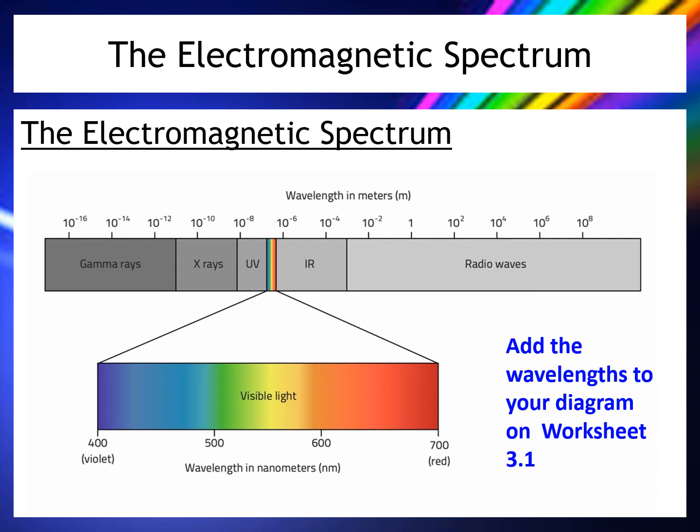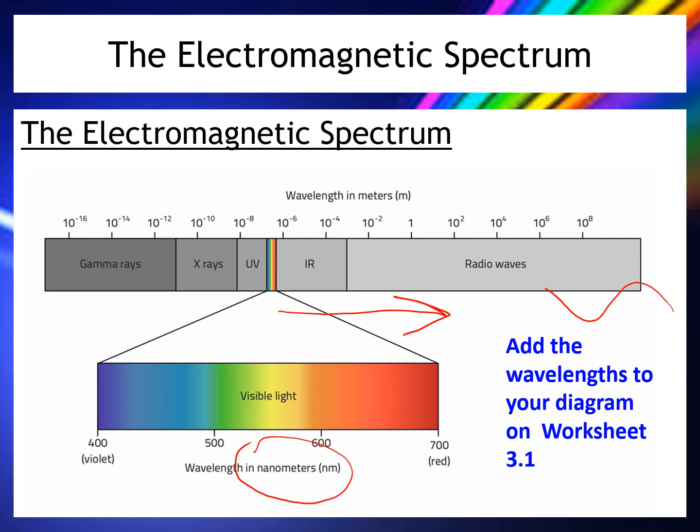As we move in this direction to the right, the wavelengths of these waves are getting longer. So by the time we're down here at radio waves, they can be kilometres long. Typical wavelengths of light, as you can see, are in the hundreds of nanometers, and don't forget, nano means times 10 to the minus 9.